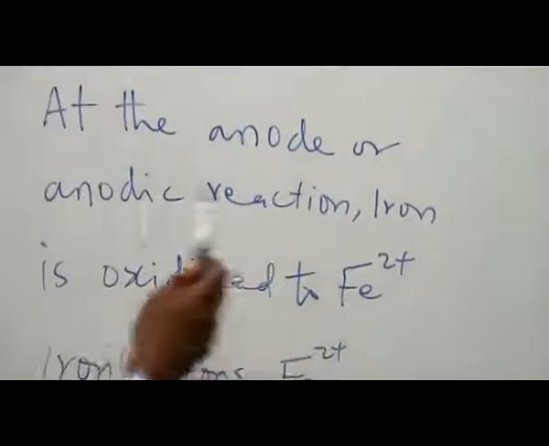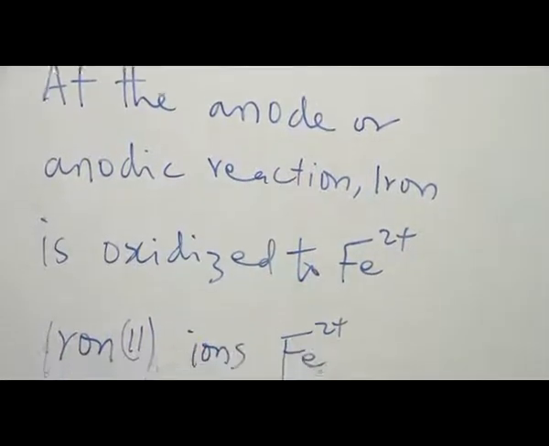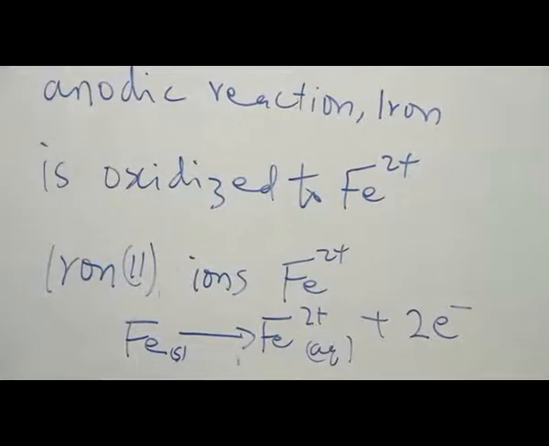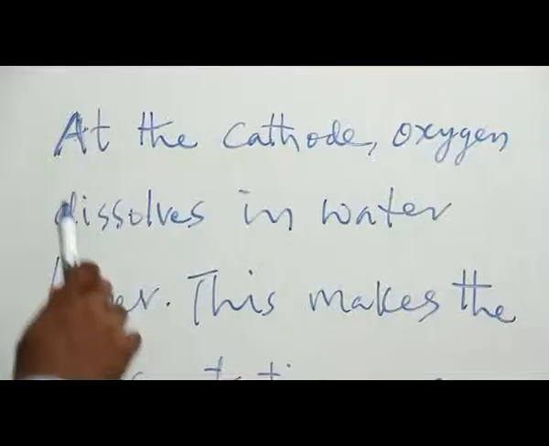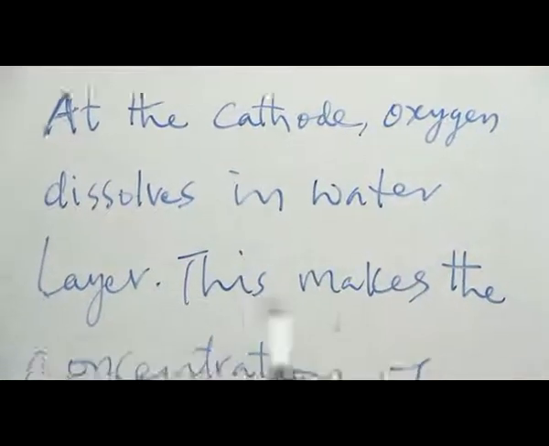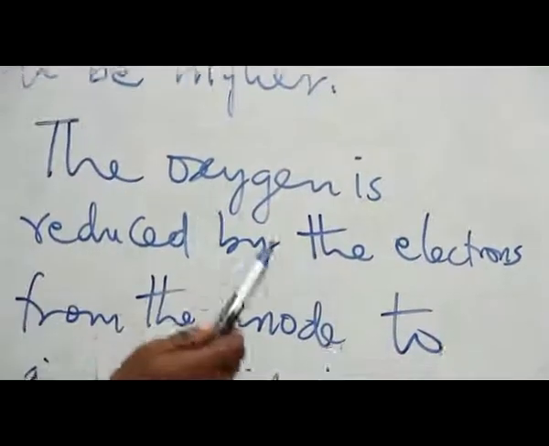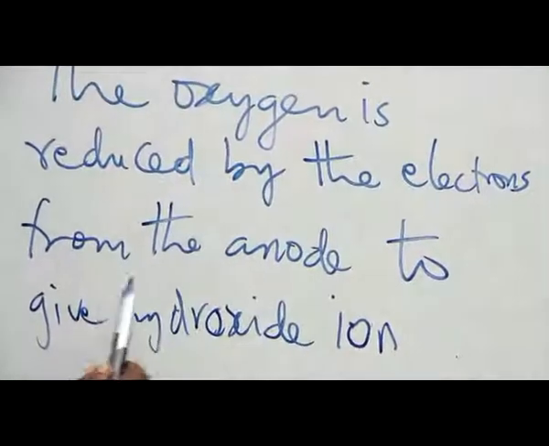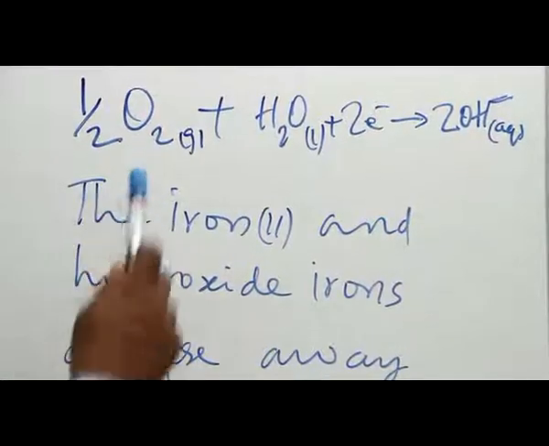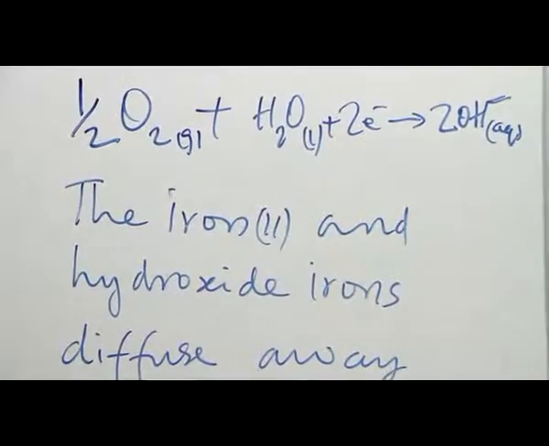At the anode, or anodic reaction, iron is oxidized to iron 2 ions. Iron goes to iron 2 plus 2 electrons. At the cathode, oxygen dissolves in the water layer. This makes the concentration of oxygen in the water higher. The oxygen is reduced by the electrons from the anode to give hydroxide ions. Oxygen plus water plus 2 electrons gives hydroxide ions.